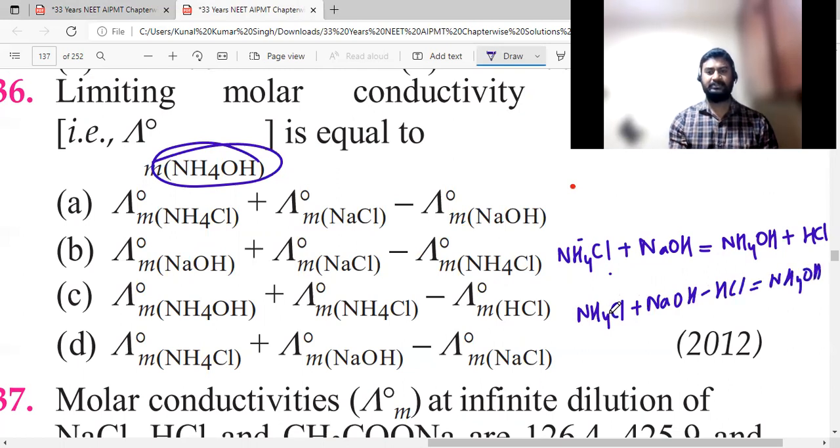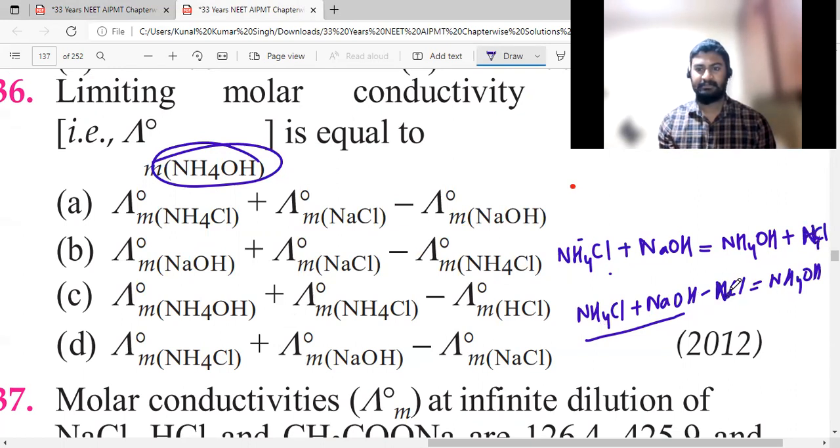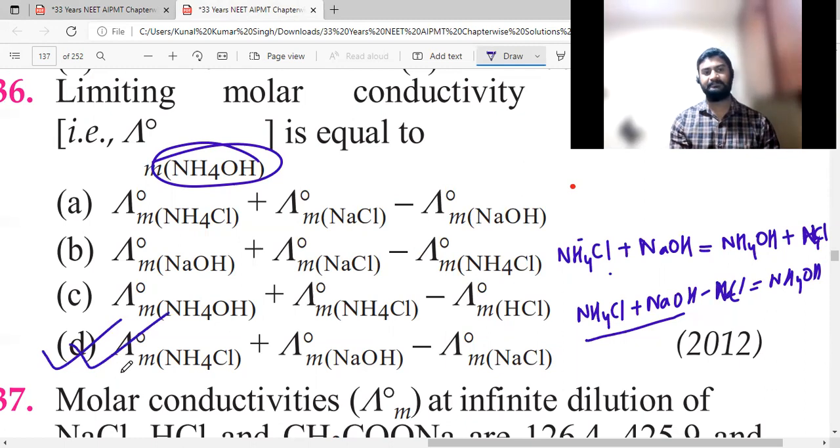Finished. So just compare. NH4Cl plus NaOH minus HCl. Option number NH4Cl plus NaOH, minus NaCl. It has to be NaCl, my bad. So minus NaCl. That's it. Option number D is the right answer.